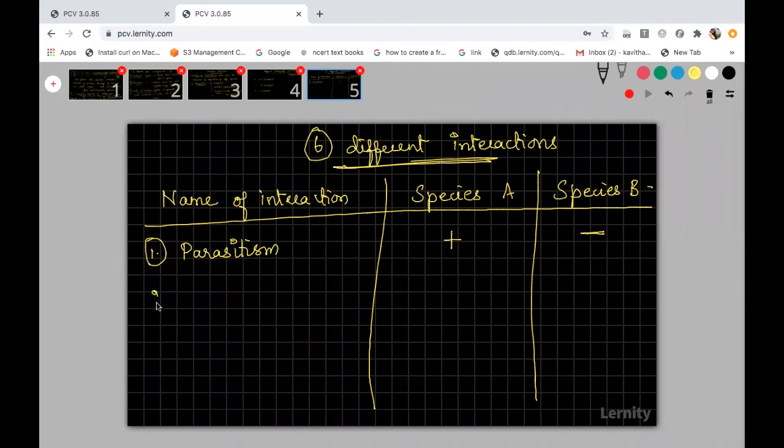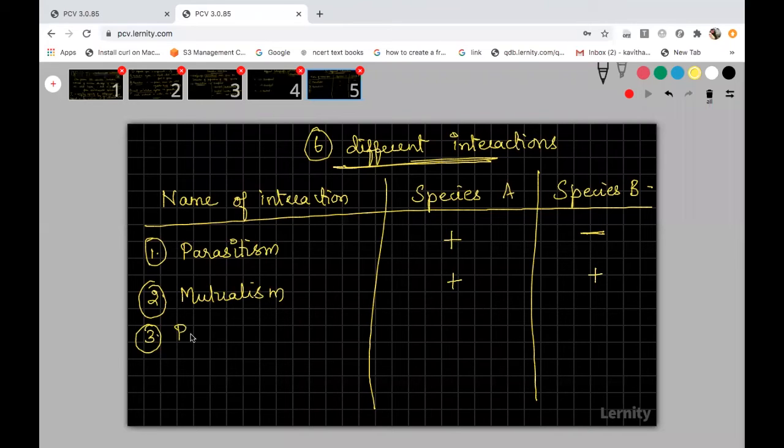Now the second one is the best known thing. I will tell you the well-known ones first, then the other ones. Mutualism. In mutualism, both the organisms are mutually benefited, right? So I can put plus for both the organisms.